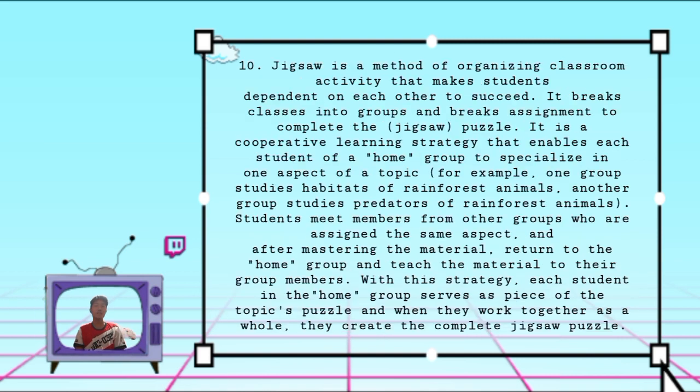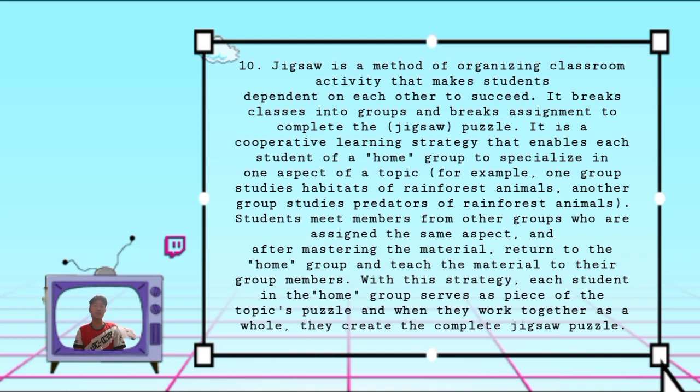Number 10, jigsaw is a method of organizing classroom activities that makes students depend on each other to succeed. It breaks classes into groups and breaks the assignment into pieces to complete the jigsaw puzzle. It is a cooperative learning strategy that enables each student of a home group to specialize in one aspect of a topic. For example, one group studies habitats of rainforest animals, another group studies predators of rainforest animals.